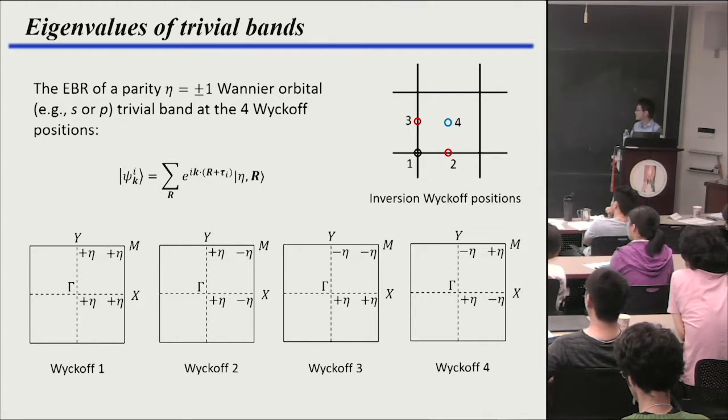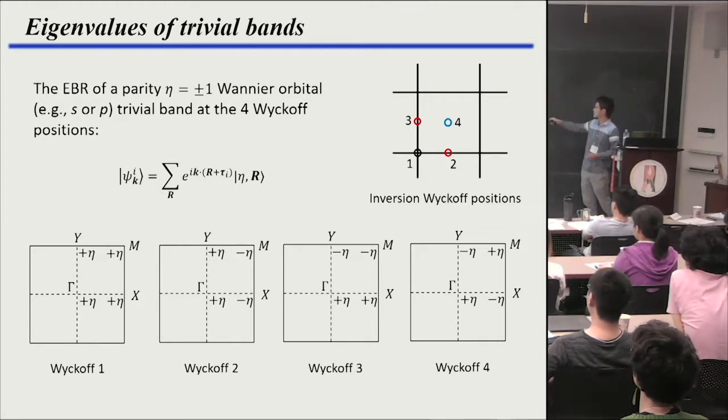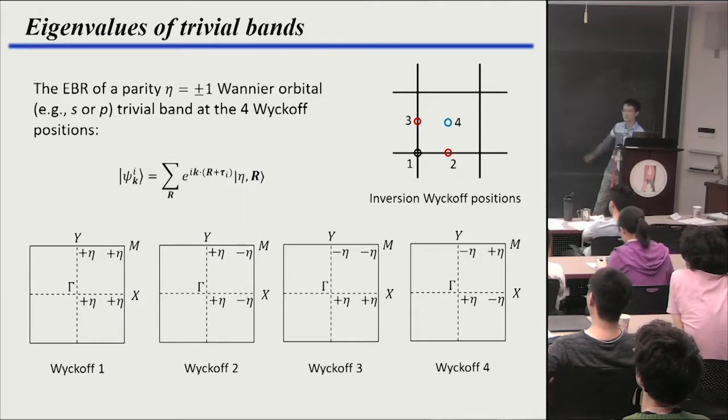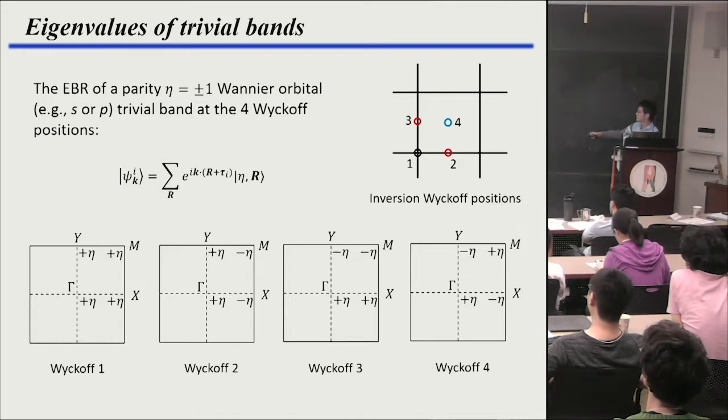Here is just a list of all kinds of Wyckoff positions. The trivial bands at all these positions can have these eigenvalues. If you look at the eigenvalues, they behave like this. Here, eta is the parity of the original orbital you put here. Basically, the orbital itself has a parity eta, and then depending on where you put the orbital, you can have these different kinds of eigenvalues.